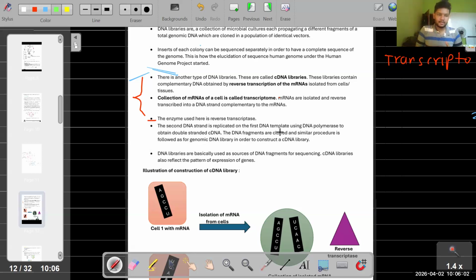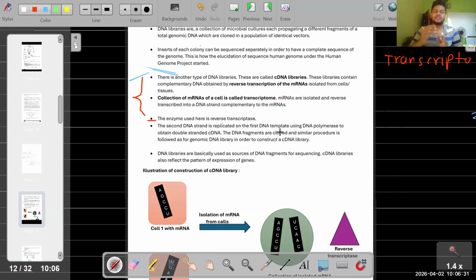Outside we can't multiply it. We should multiply it within a host cell. Can you understand? For that to take place, we need a vehicle. What is that vehicle called? Vector. Very good. Can you understand? Very, very easy, these sections. Right?